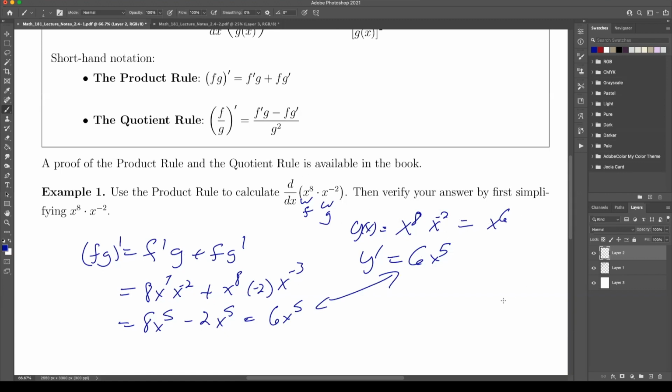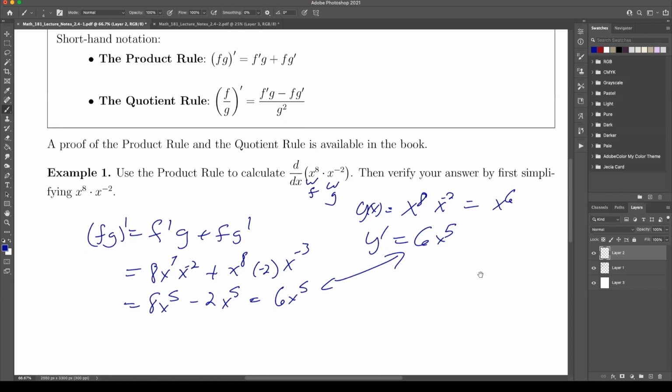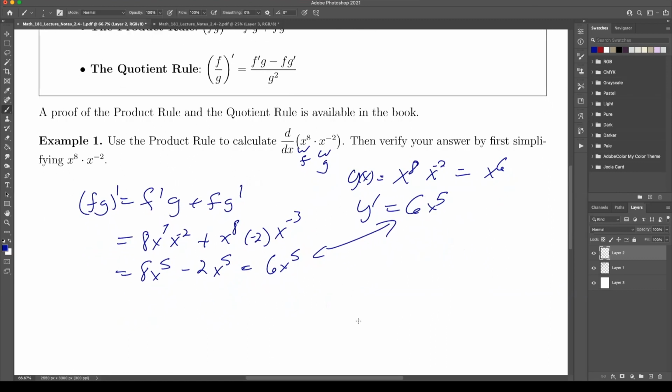Okay. Now, would you use the product rule for this? No. But let's do something we'll use the product rule for. So let me leave this up for a second, and then we'll switch to it on the next page.